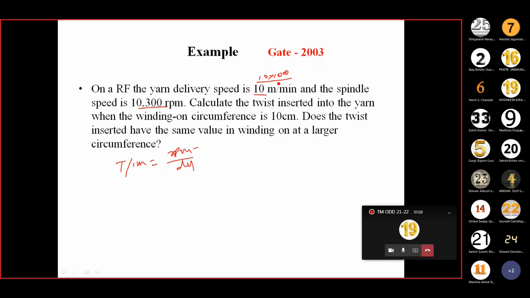डिवाइड बाय सर्कमफ्रेंस कितना है? 10 सेंटीमीटर है. सर्कमफ्रेंस कितना है? 10 सेंटीमीटर है. ये करूँगा तो मेरा आंसर आता है 100. इसका मतलब इसका 10,200 है. तो डायरेक्टली मैं ले लूँगा यहाँ पे 10,200 डिवाइडेड बाय 10 into 100 करूँगा रफ में. जब ये कर दूंगा तो आंसर मेरा आता है 10.2.